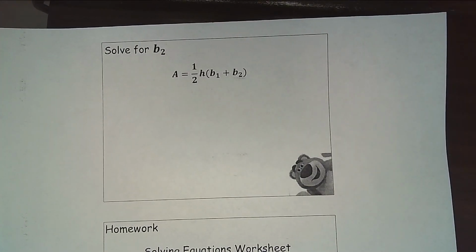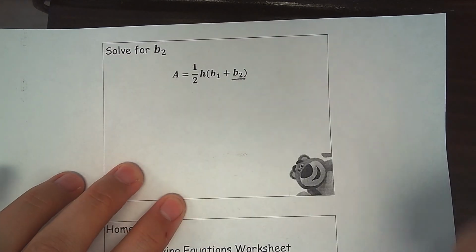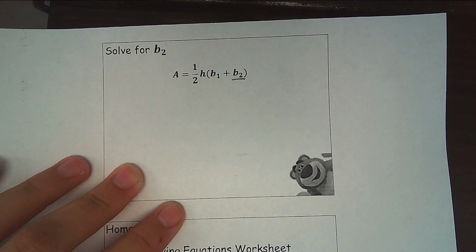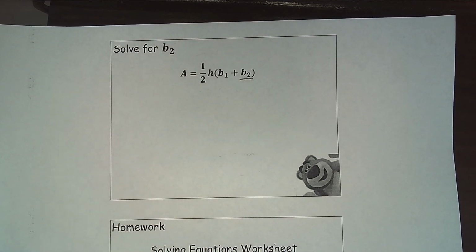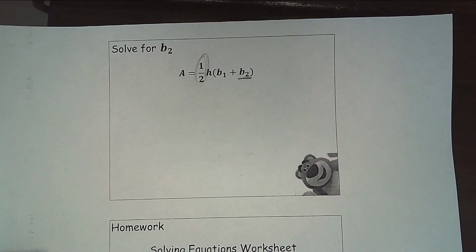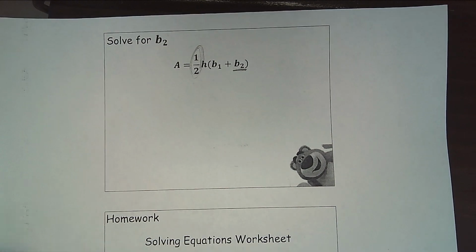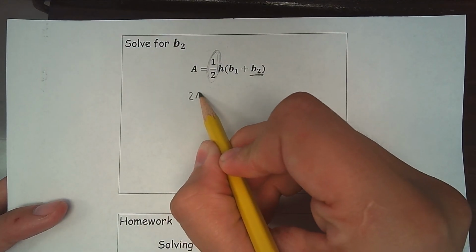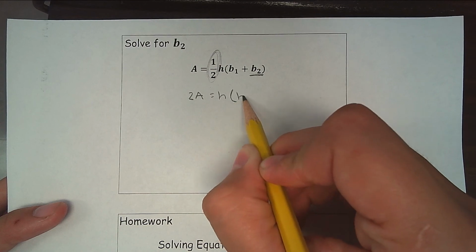Alright, the last one then. This formula is for the area of a trapezoid, actually. And they're asking us to solve for the second base there. So I need to peel back those layers. And the first thing that I want to do is get rid of this 1/2. I want to move it to the other side. And I can either do that by dividing by 1/2, or division by 1/2 is really multiplying by 2. So I can multiply both sides by 2 and get rid of that.